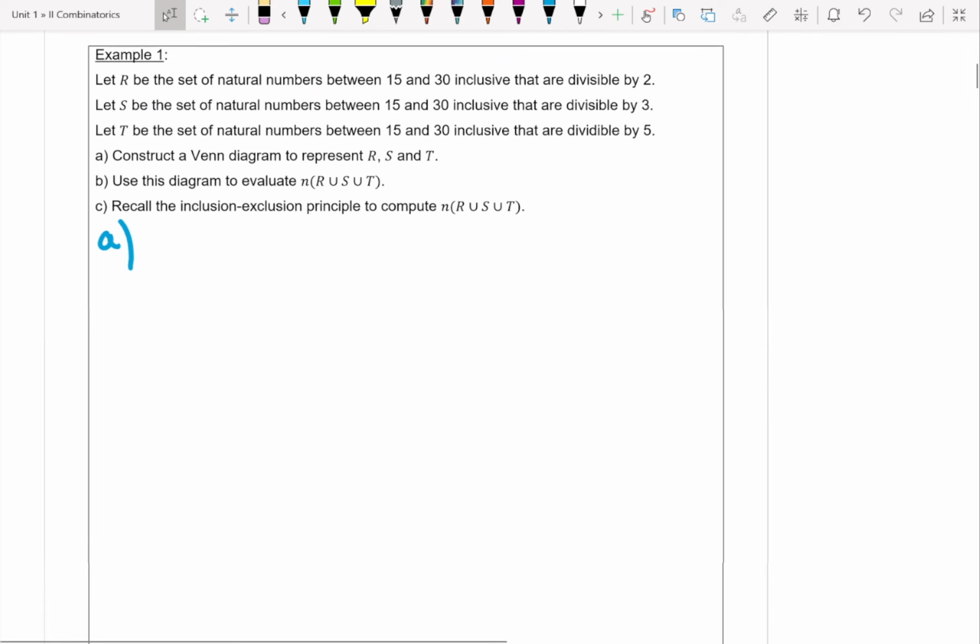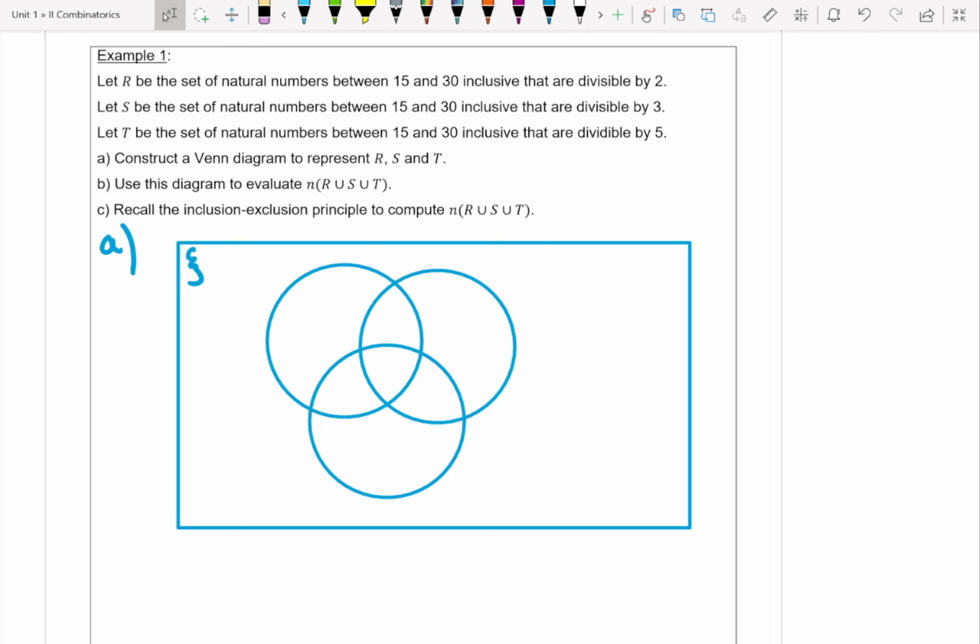Okay, for example 1, we're now looking at R, S, and T, each with their own set of rules, each looking at the universal set of 15 to 30 inclusive. They have to be divisible by 2 to be in set R, divisible by 3 to be in set S, and divisible by 5 to be in set T. So I'm going to construct my Venn diagram so that we can populate it together, and then we'll answer the other 2 questions. Okay, so now I've got my 3 circles together.